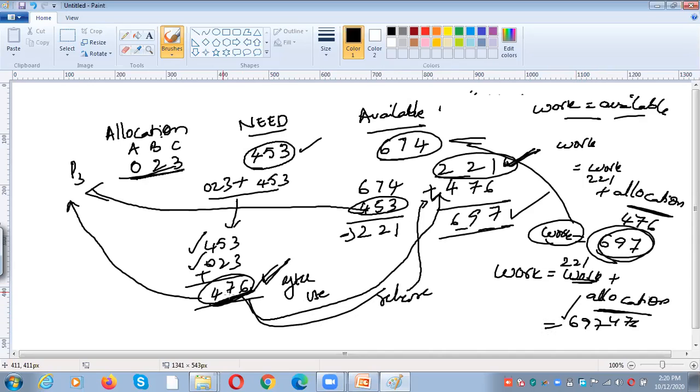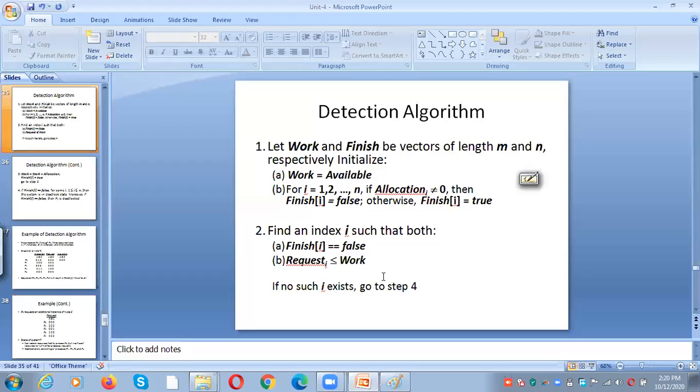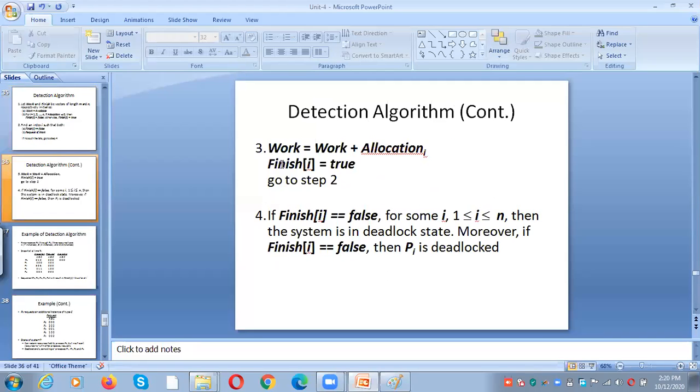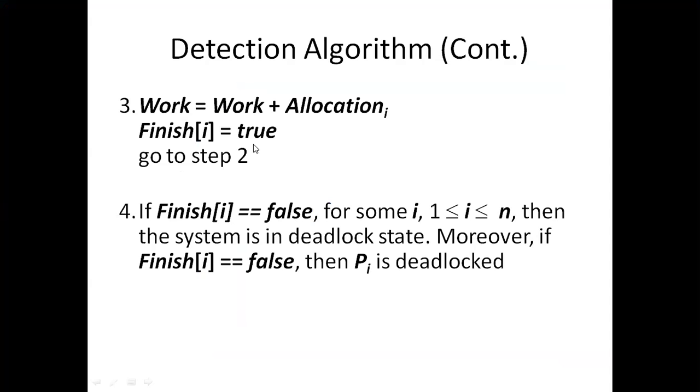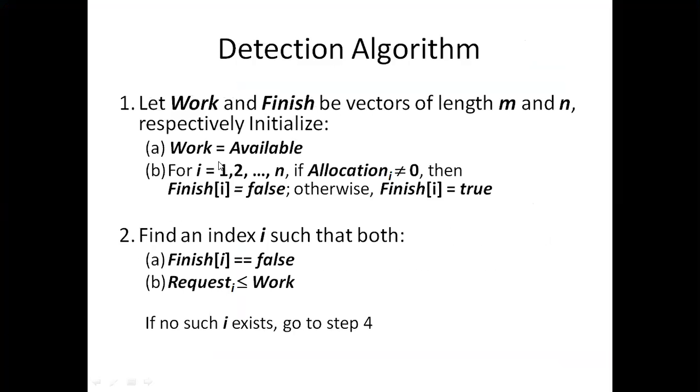So it is completing its task. That is the reason why it is releasing the resources. When it completes the task, automatically, what will be the status of finish? Finish equal to true. That is the reason why it releases all the resources. So finish equal to true. Like that, we need to complete for every i equal to 1, i equal to 2, i equal to 3. Like that, you need to assign resources to the process.